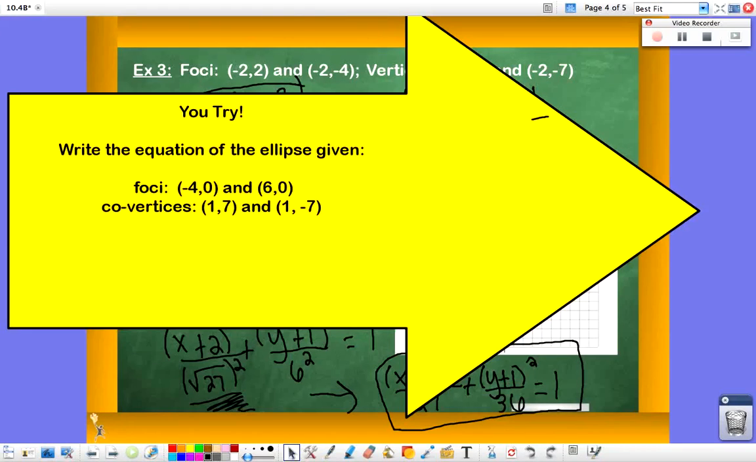I want you to try to write the equation of an ellipse with foci at -4, 0 and 6, 0, and covertices at 1, 7 and 1, -7. Hit the pause button and then we'll check to see if you got the correct answer.